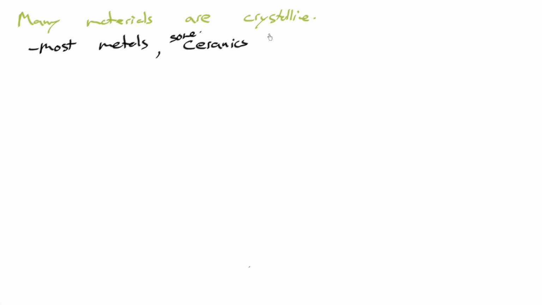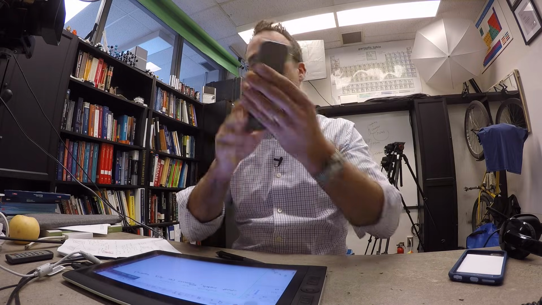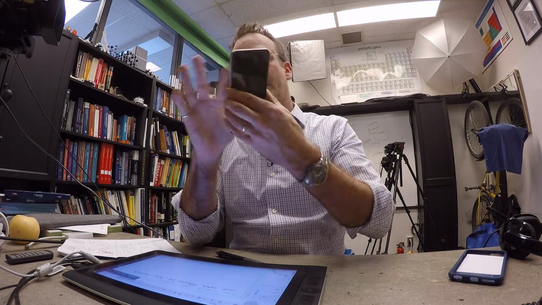Some ceramics, I'll say some ceramics. So for example, alumina, Al2O3, which is also called sapphire, is crystalline, and if you've got a recent Apple phone, iPhone, the cover here on the camera lens is actually a single crystal sapphire. It's optically transparent. It's a ceramic. It's really hard and scratch resistant.